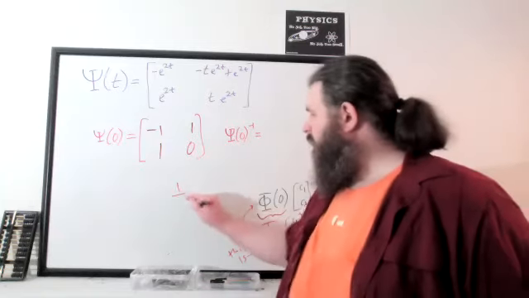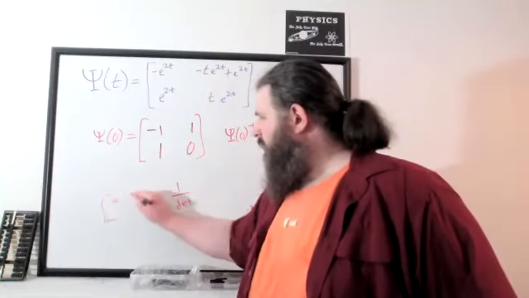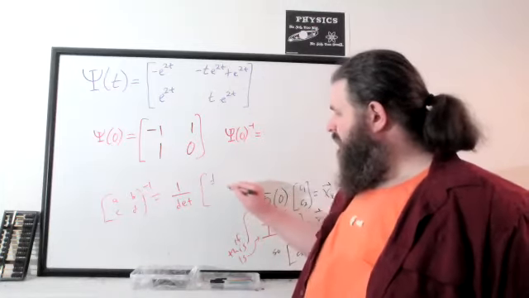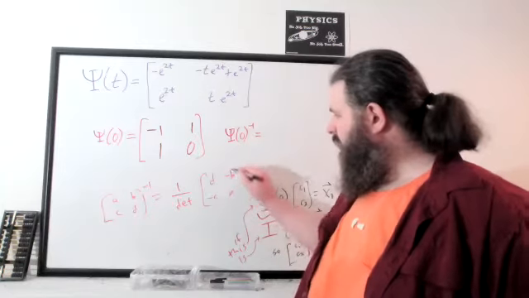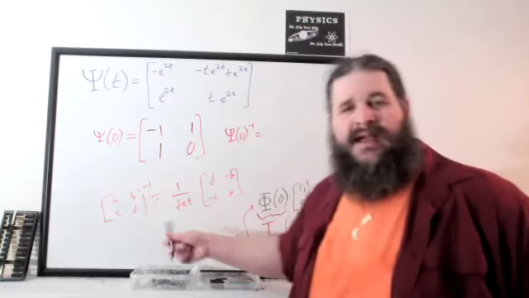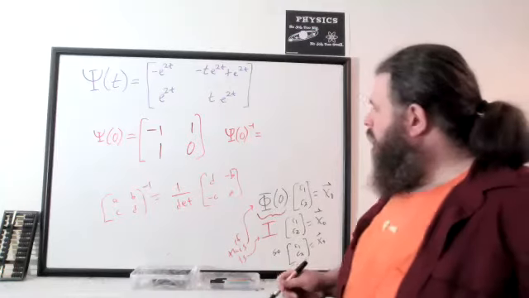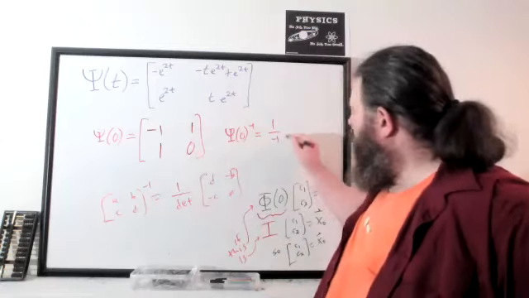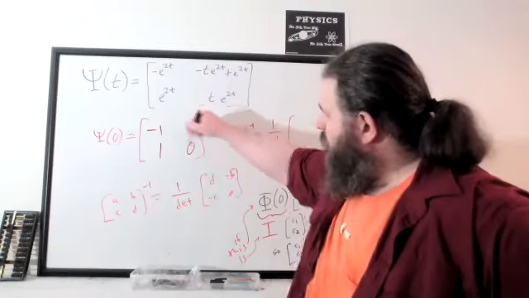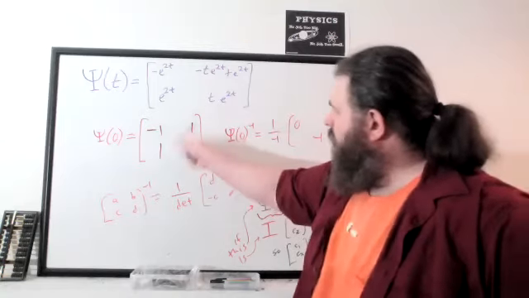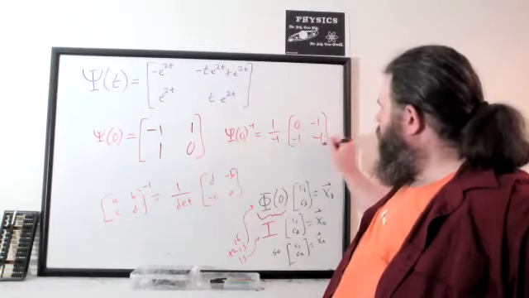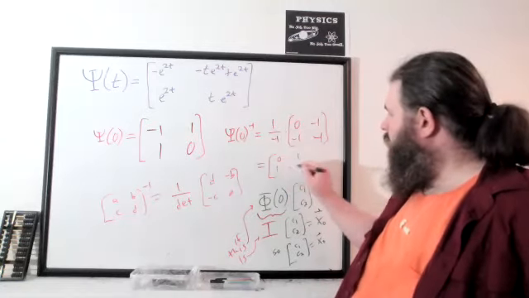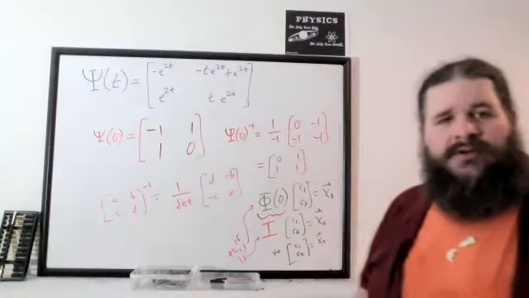The inverse of A, B, C, D is 1 over the determinant times D, -B, -C, A. Just swap the numbers on the main diagonal, take the opposite of the other numbers. So 1 over determinant 0 minus 1. Swap these numbers, take the opposite of these numbers. And then times -1 turns it into 0, 1, 1, 1. So that's the inverse of psi of 0.